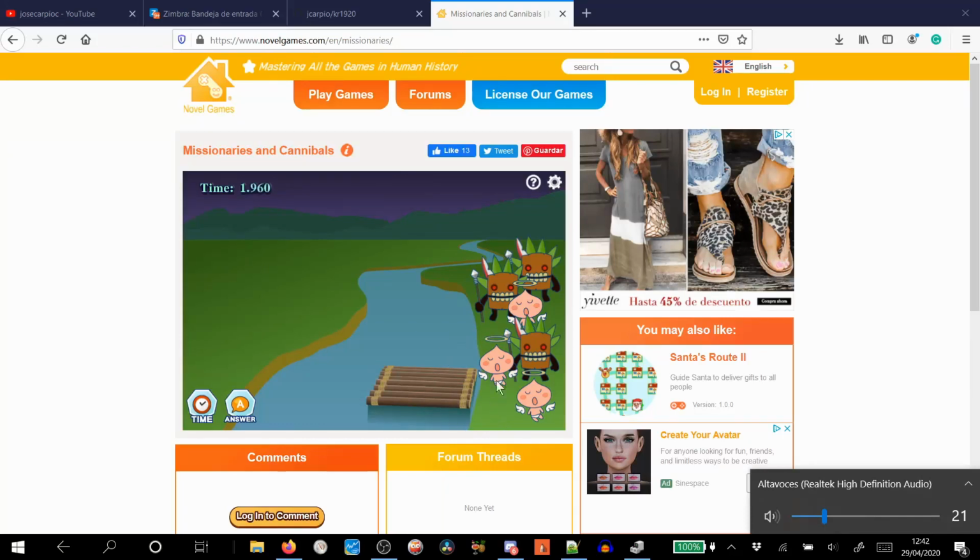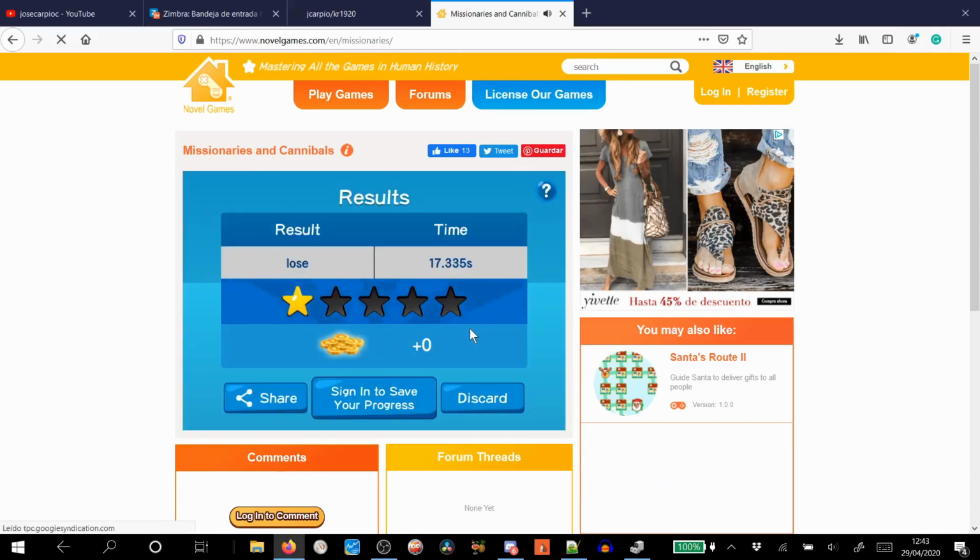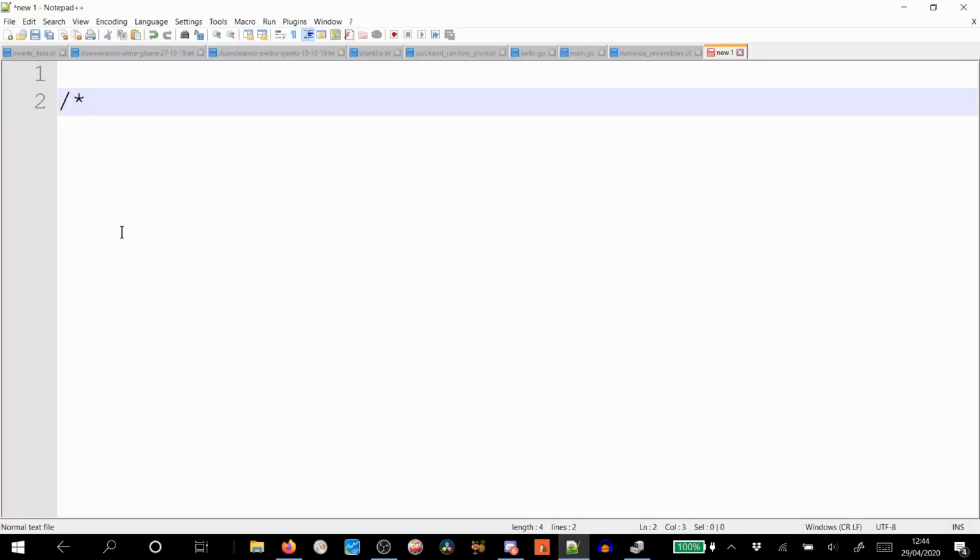This is the aspect of the problem. We have 3 cannibals and 3 missionaries. You have to move all the people from the right side to the left side of the river. And we have a boat which can only carry two people inside. It's not possible to have more cannibals than missionaries at any side of this river. And I'm going to resolve it.